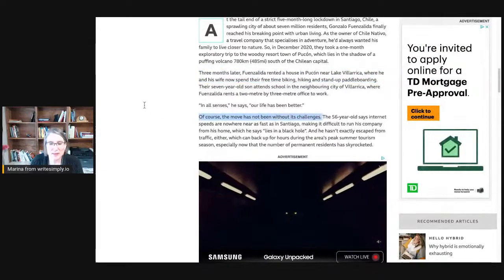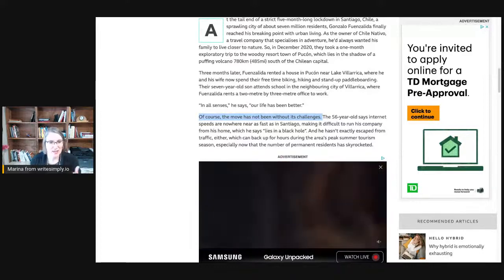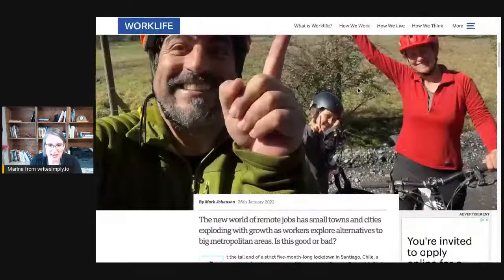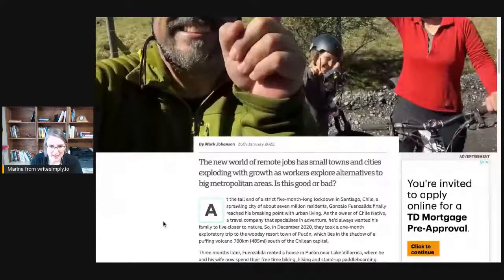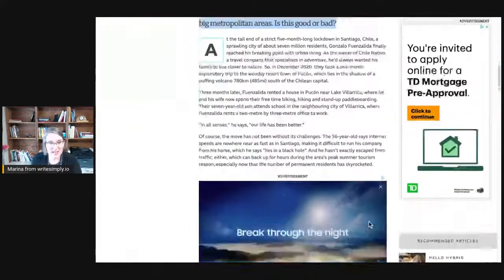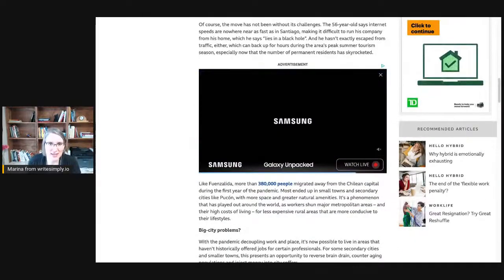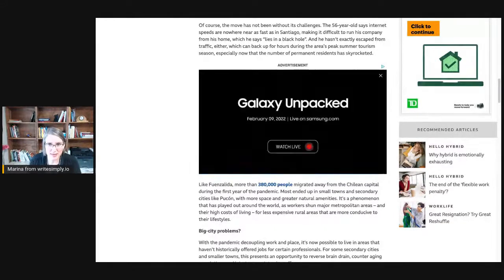Of course, the move has not been without its challenges. So then he goes on to talk about some of the challenges. Now, at the beginning, it says that towns and cities are exploding with growth as workers explore alternatives to big metropolitan areas. Is it good or bad? So he's telling some of the downside, and he's giving some reasons, and they're logical. They're going to make sense to us.